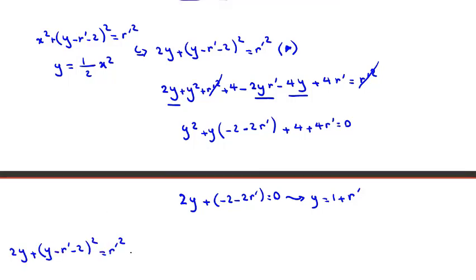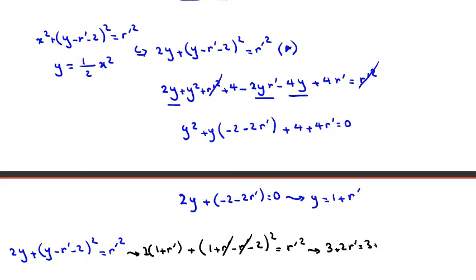Okay, now if I replace y with 1 plus r prime, it will be 2 times this, plus y is 1 plus r prime minus r prime, minus 2 squared equals r prime squared. So this and this cancel. 1 minus 2 is negative 2, and negative 2 to the power of 2 is 1. So 1 plus 2 is 3.